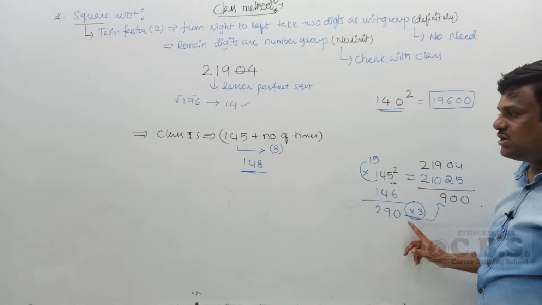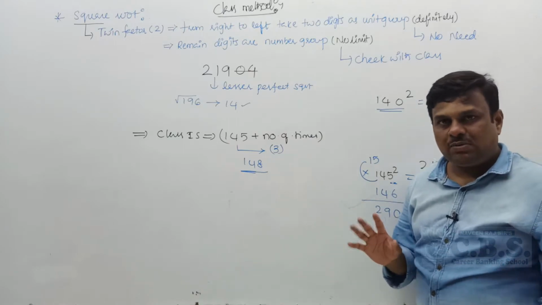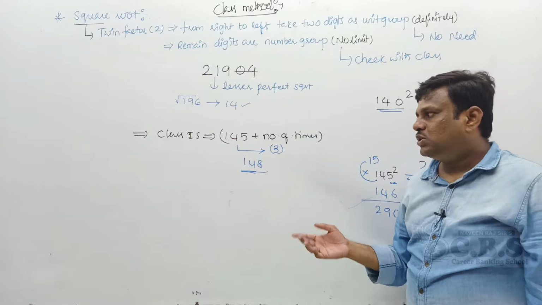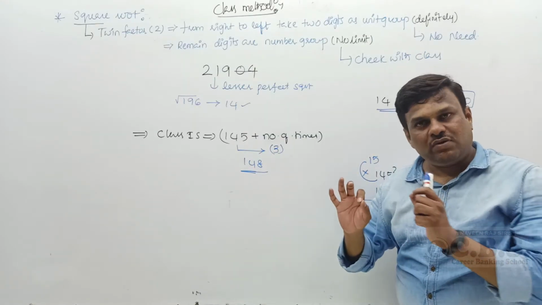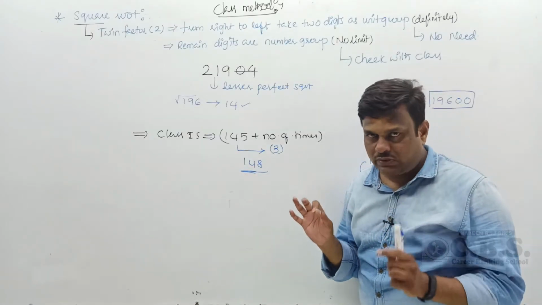So 290, 3 times, you get 900. No need to get an exact value. This is just an approximate value. So 145 plus the number of times, what is this? So 148 is the right answer. This is a method to find a perfect square root. It also helps to solve a non-perfect square root.